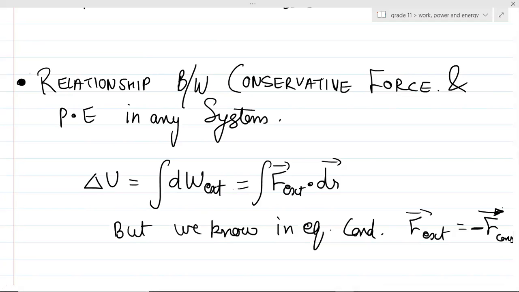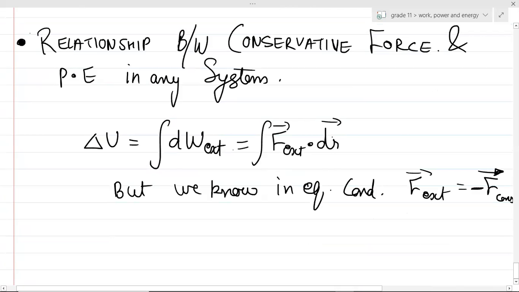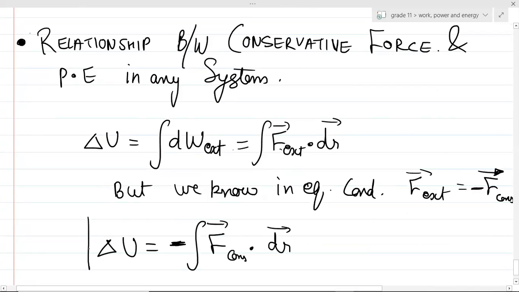Towards the object, away, towards, like that, many cases we already gave. So I can write this F external as minus of F conservative over here, and from here there will be the last formula which we know. This minus will be taken out, and this will be the conservative force dot the displacement. This is the relation which I was talking about.